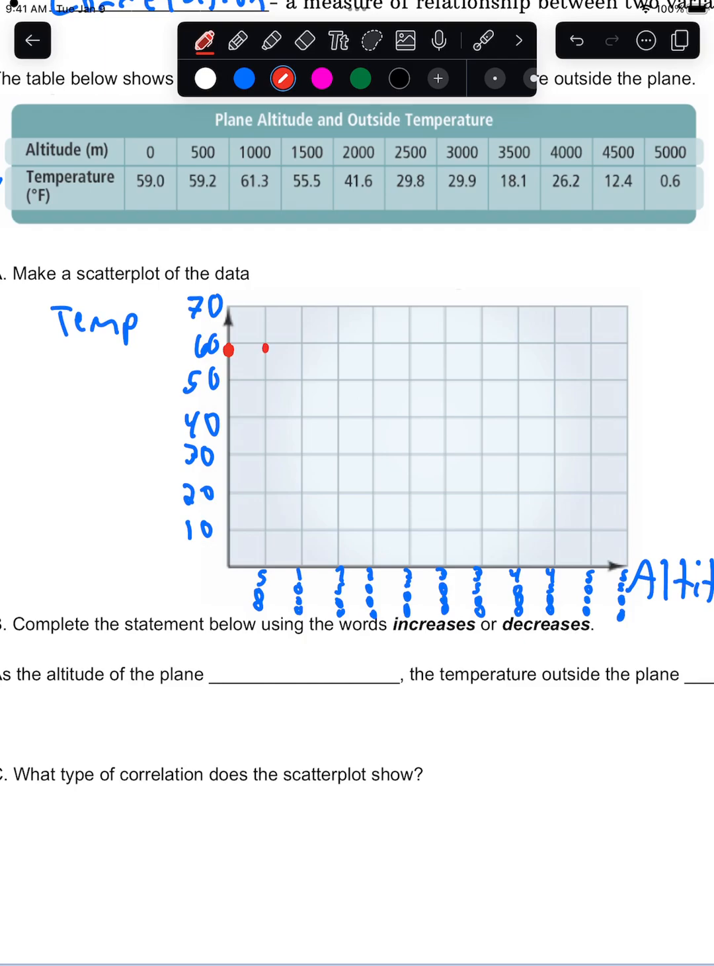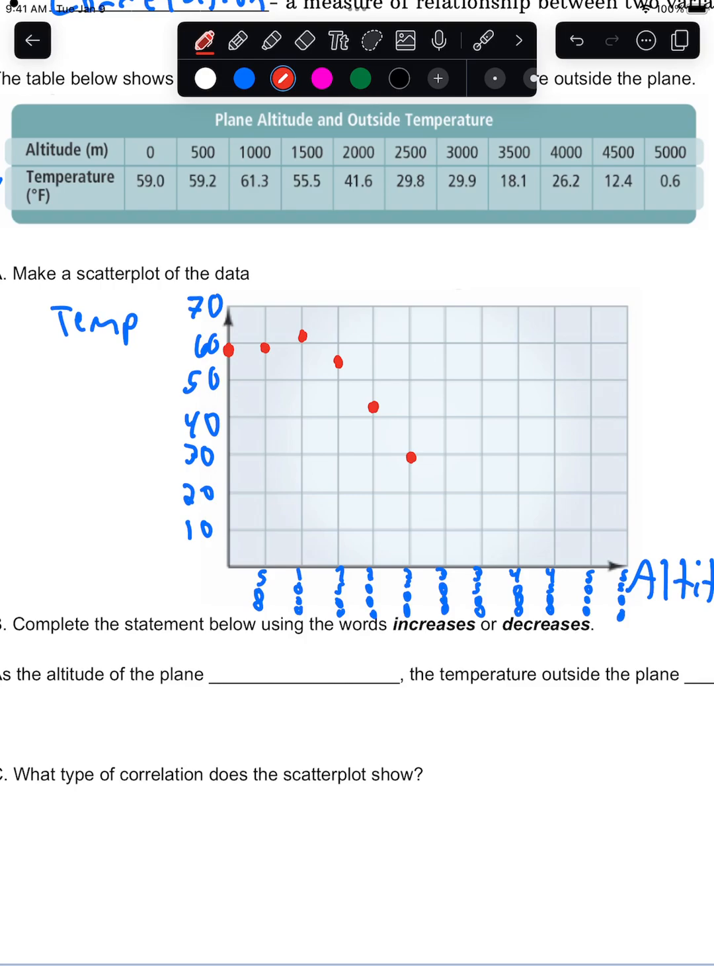So somewhere right in there also. And then I need 1,061.3, so I'm going to go a little bit over it. 1,555.5, so just about in the middle between 50 and 60. 2,000 is 41, so there's 40. I'll go a little bit above it, up here maybe close to 42. Okay, 2,500 is right about 30, 29.8. Pretty much right in there at 30.